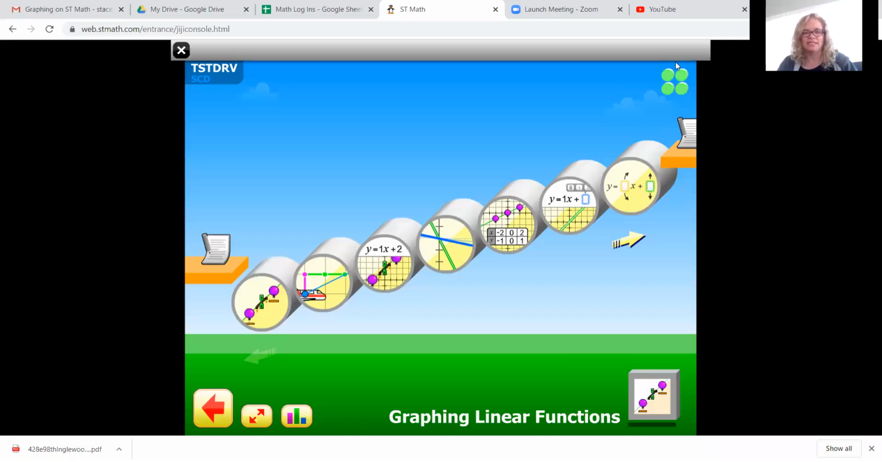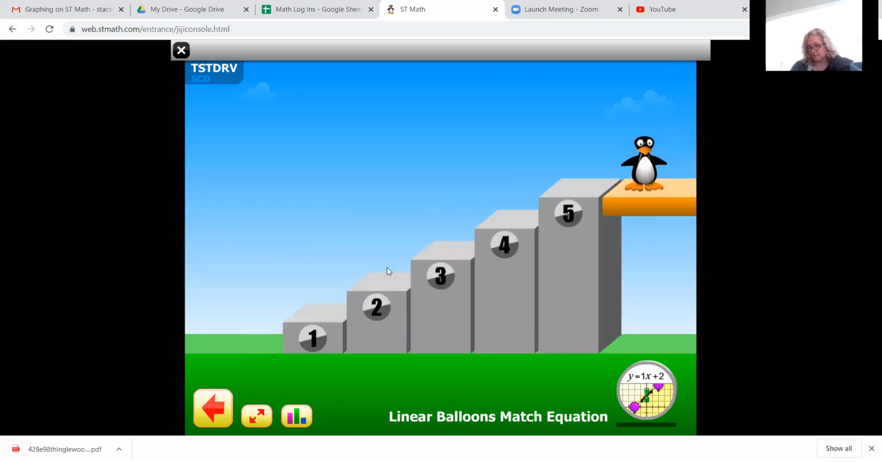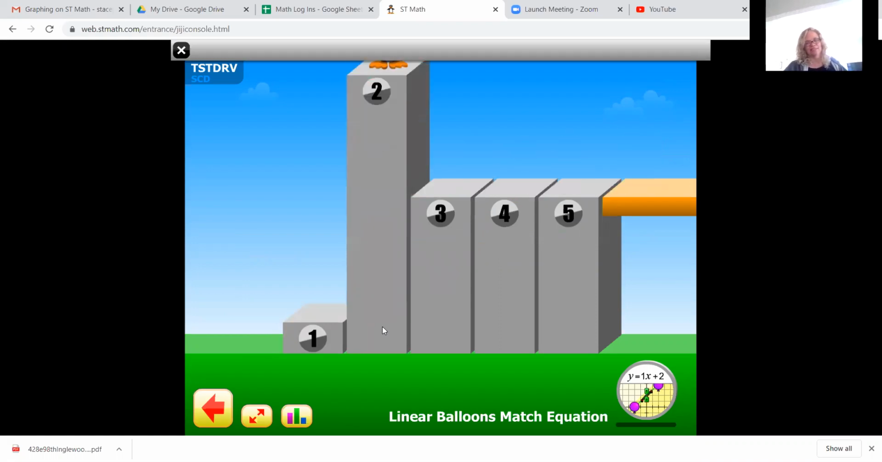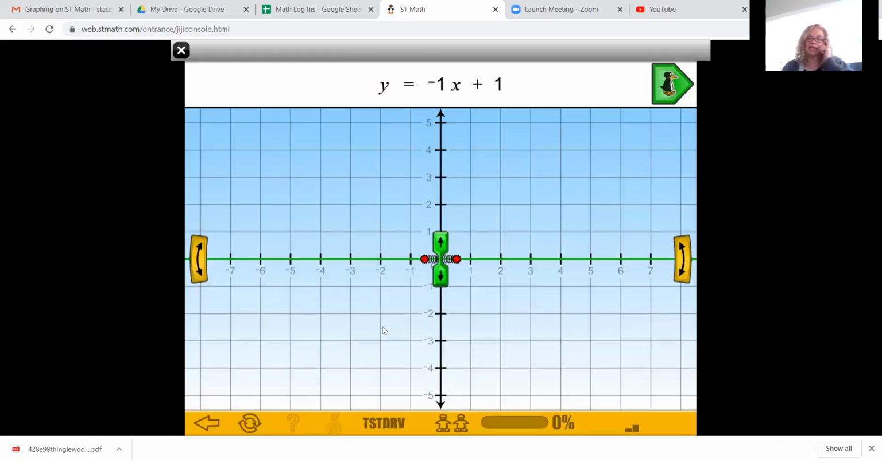Okay, this is ST Math, 8th grade, graphing linear functions. We're in the third circle, which is linear balloons match equation. There's 5 levels to this, and every one of them is exactly the same. They really want you to get this, and so do I. So I'll just start, randomly, at the second level, but every level is identical, just with increasing difficulty.